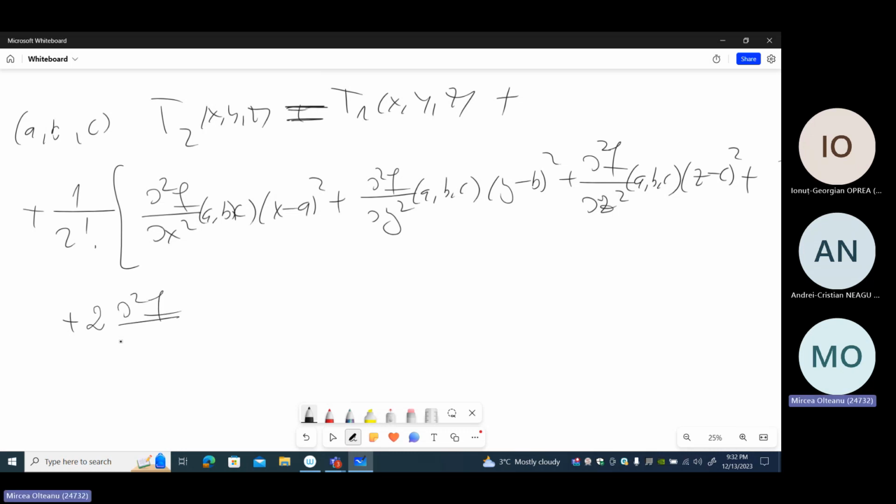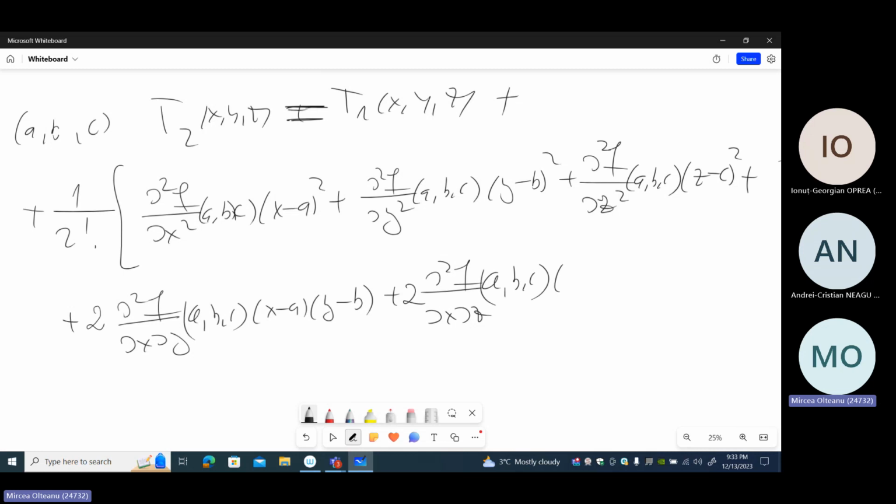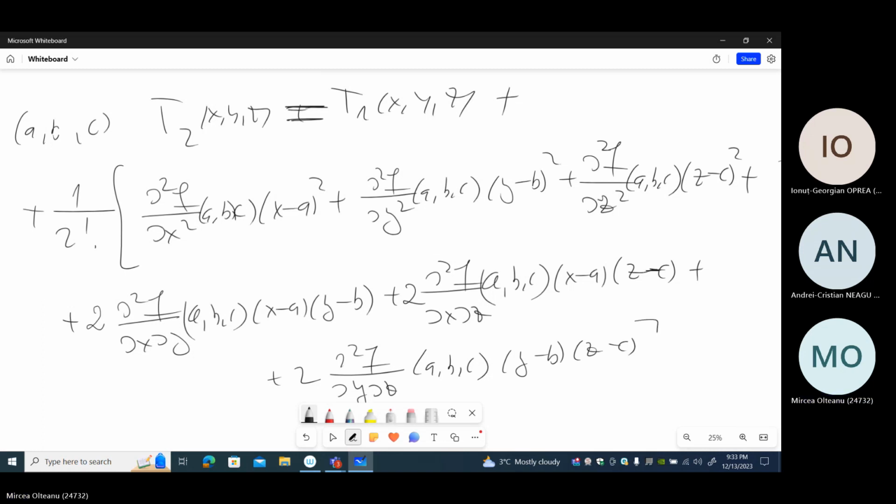times the second partial of f with respect to x, y at (a, b, c) times what? (x minus a) times (y minus b), plus 2 times the second partial of f with respect to x, z at (a, b, c) times what? (x minus a)(z minus c). And the last one, 2 times the second partial of f with respect to y, z at (a, b, c) times (y minus b)(z minus c). Okay, this is how it looks like in 3 variables.